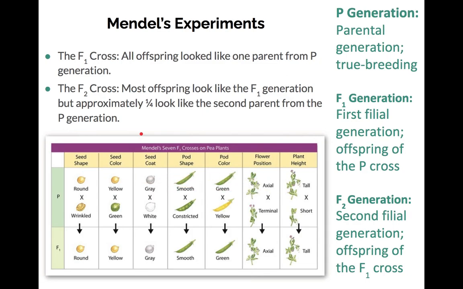And then Mendel also did the F2 cross. Okay, basically he took two of the F1s and crossed those again. Most of the offspring looked like the F1 generation, but approximately 1/4 looked like the second parent from the P generation. So this was really indicative for Mendel's experiments.